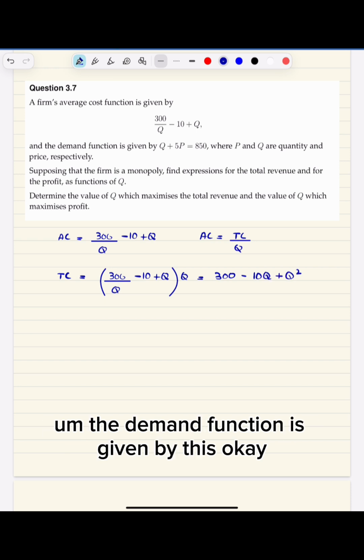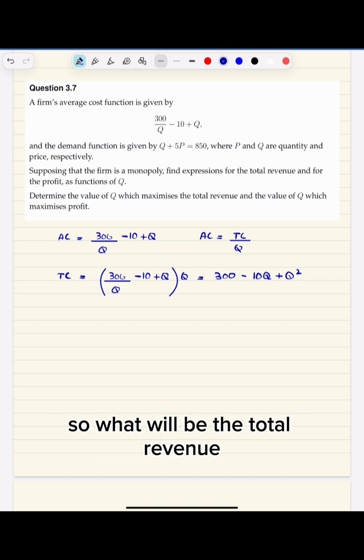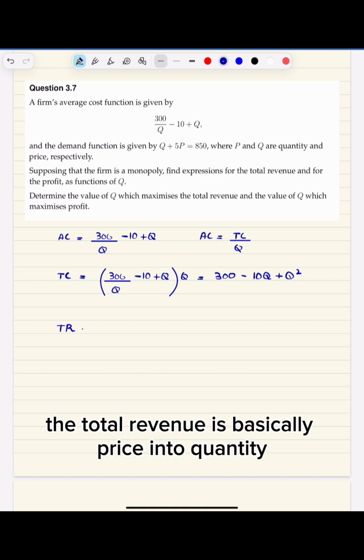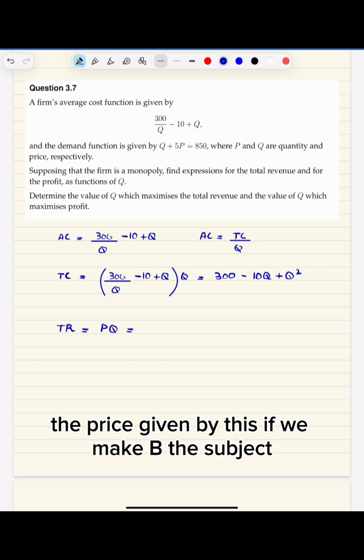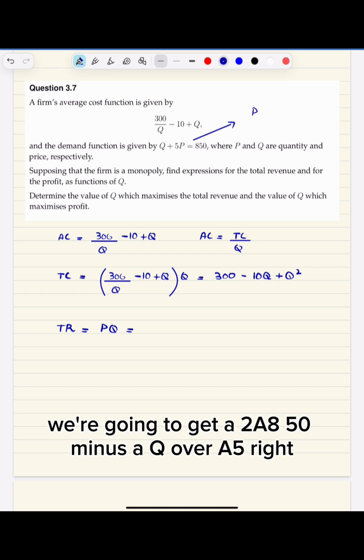Okay. The demand function is given by this. Okay, so what will be the total revenue? The total revenue is basically price into quantity. The price given by this, if we make P the subject, we're going to get 850 minus Q over 5, right?